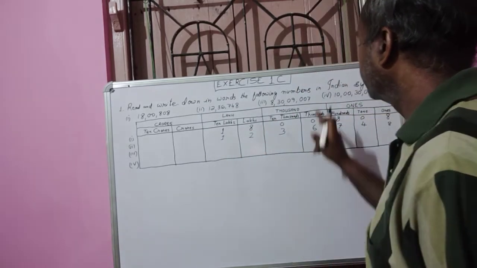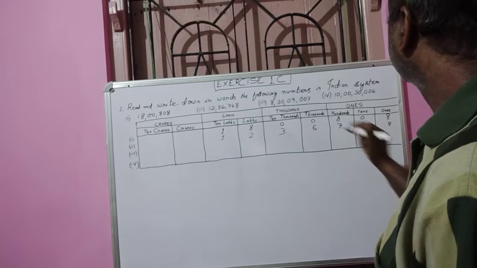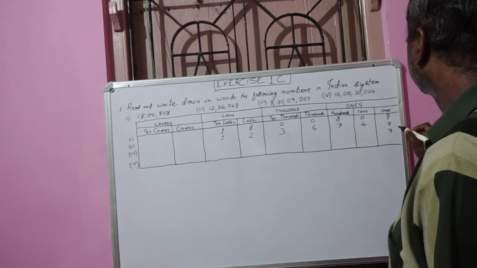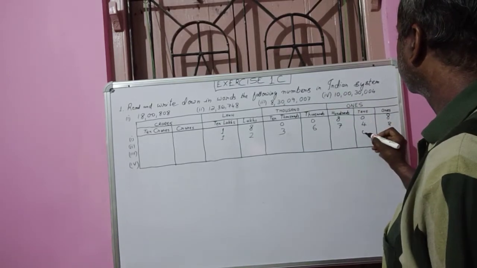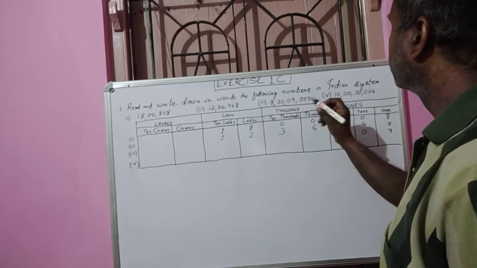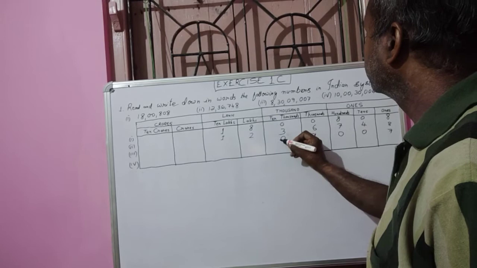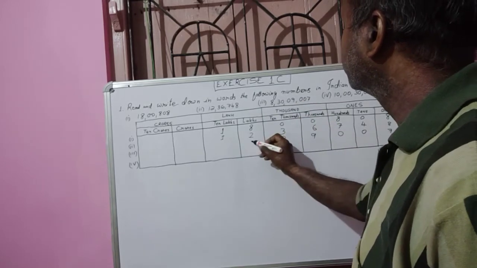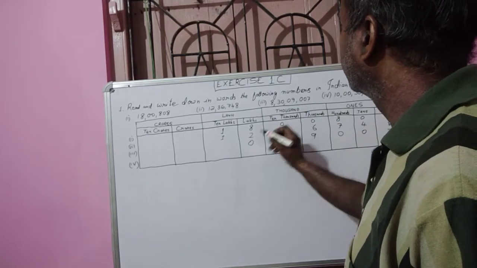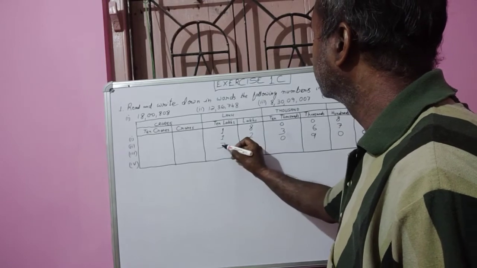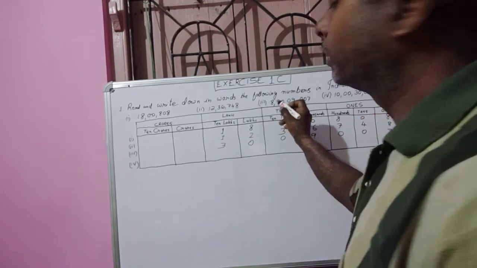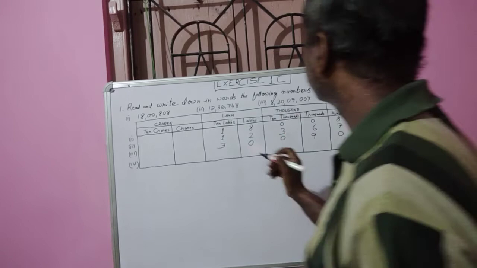Coming to the next number, this third number. Ones group there is 7. Tens group and hundreds group you have 0. Thousands group you have 9. 10,000 group you have 0. Lakhs group 0. 10 lakhs group you have 3. Now there is one extra group, crores group, you have 8.